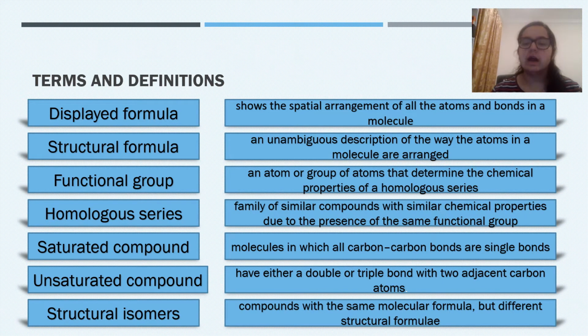Saturated compounds are molecules which have carbon-carbon single bonds, and they do not have any double or triple bond, they have only single bonds. And unsaturated compounds have a carbon-carbon double bond, or they can have a triple bond. Structural isomers are compounds with the same molecular formula but different structural formula.